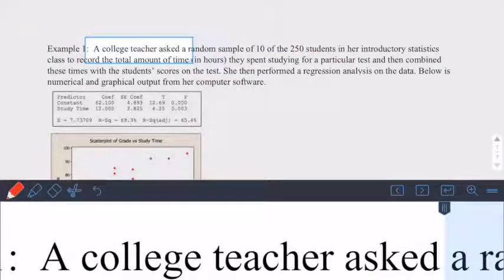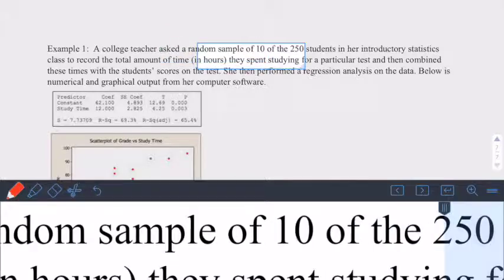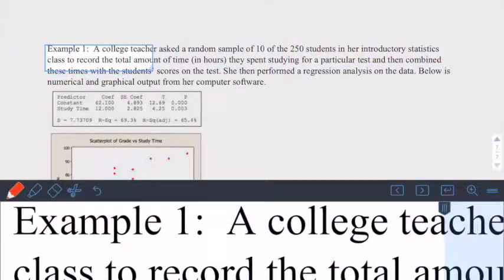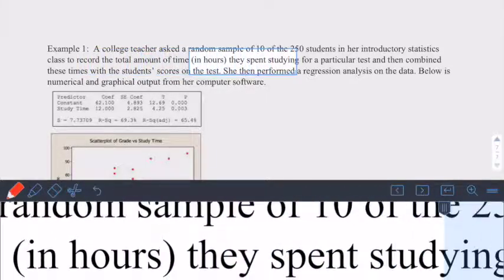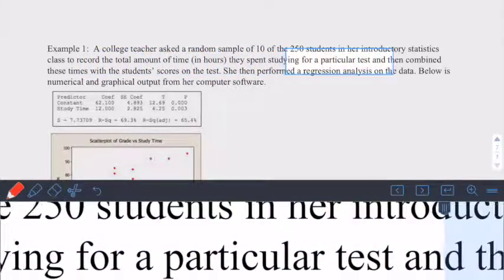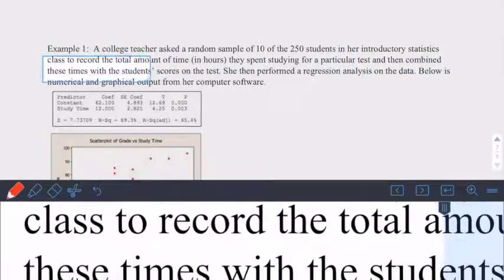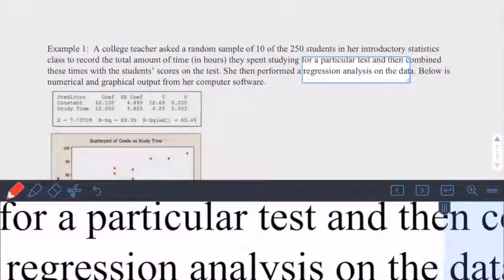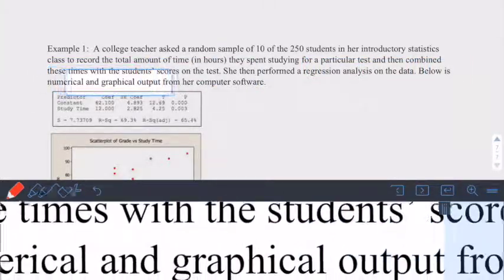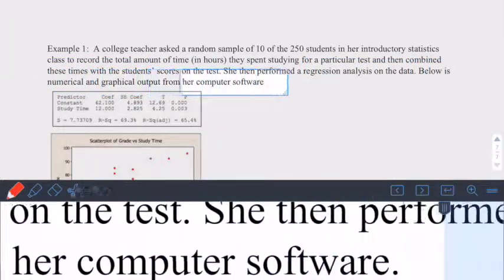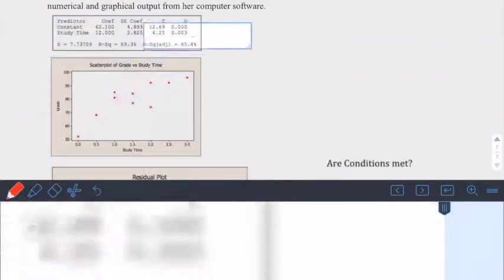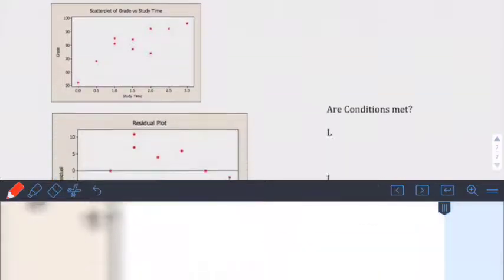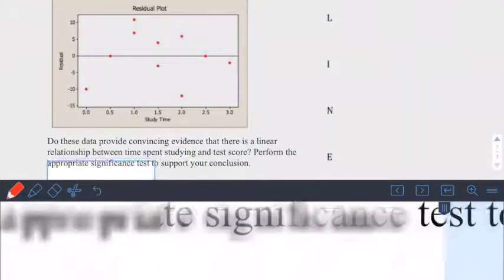So here's an example. A college teacher asked a random sample of 10 of the 250 students in her introductory stats class to record the total number of time in hours they spent studying for a particular test, and then combine these times with the students' scores on the test. She then performed a regression analysis on the data. Below is a numerical and graphical output from her computer software. So we have all the data. This is the scatter plot of the 10. And then we can check all the conditions.